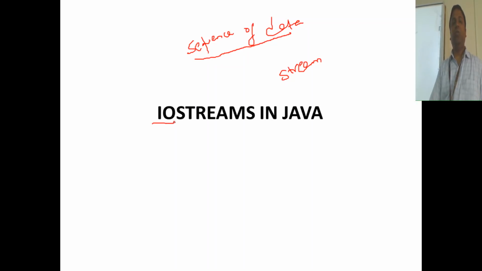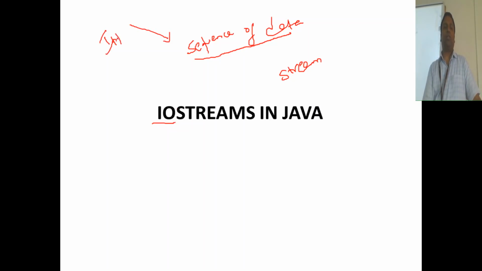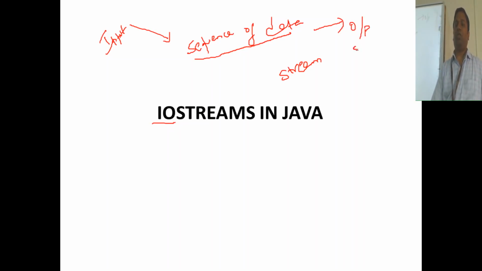When I say IO stream, input output stream, I'm going to read data from certain input sources. And for output, I'm going to write a sequence of data to some output sources. That's it. So we are going to read some sequence of data from an input source, and we can write a sequence of data to an output source. So that becomes an input output stream.